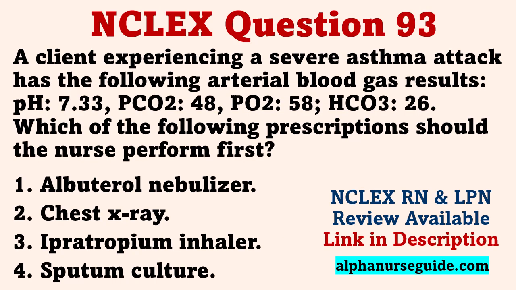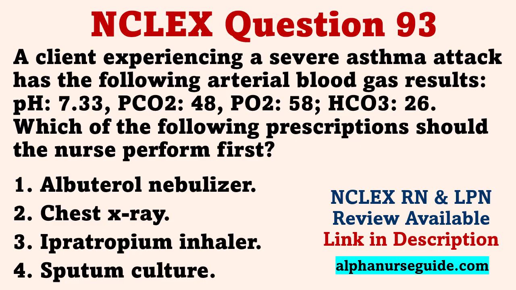A client experiencing a severe asthma attack has the following arterial blood gas results: pH 7.33, PCO2 48, PO2 58, HCO3 26. Which of the following prescriptions should the nurse perform first? 1. Albuterol nebulizer. 2. Chest X-ray. 3. Ipratropium inhaler. 4. Sputum culture.